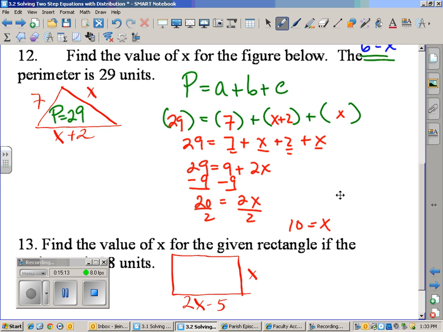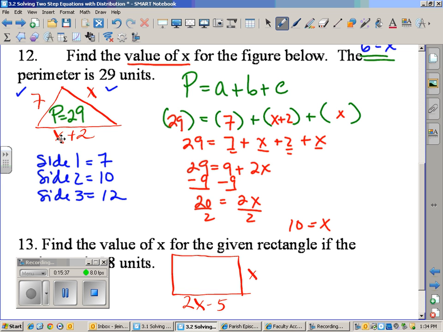Again, okay, they just asked us to find x. So we've done our job. They also could have asked us to find the length of the other two sides. So we could say side 1 is 7. That's the guy right there. Side 2 is 10. That's our x. And side 3 is x plus 2, or 12.